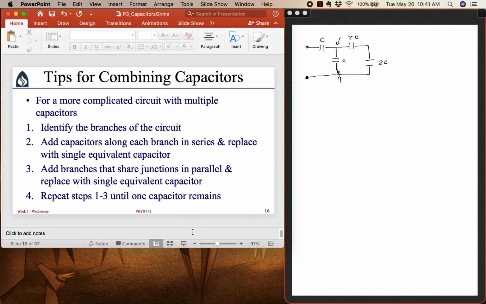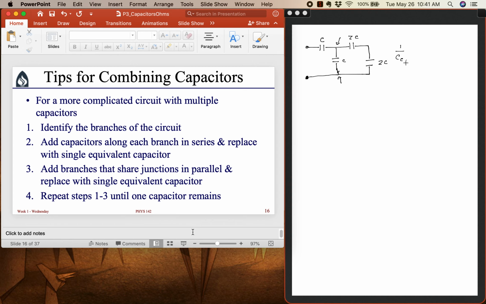So this branch has just one capacitor. We count this as a branch, it only has one capacitor. But here we have two capacitors along a single branch that goes from a junction point to a junction point. So we need to add those in series, because if you're going along this branch, you encounter one capacitor, then the other. So these are in series.